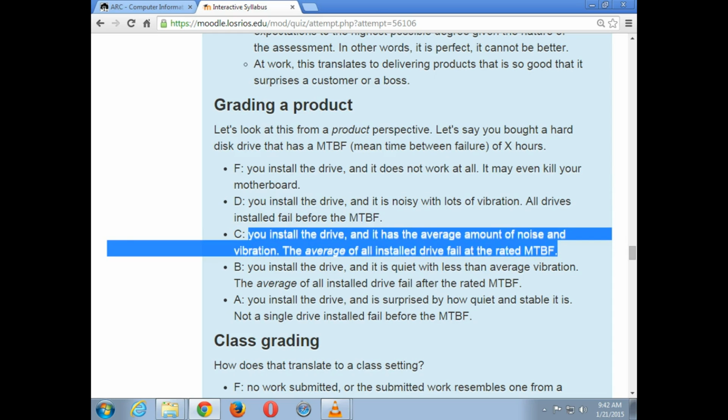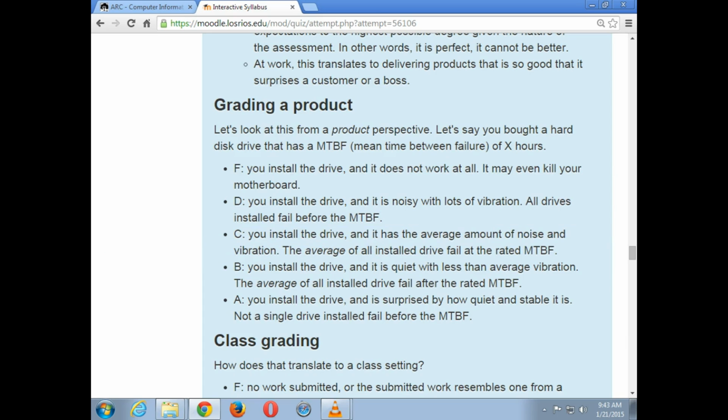A C means average. Nothing really to write about. You install the drive, it has about the average amount of noise and vibration, and if you install like 50 of these drives, the average of the 50 drives will fail pretty much right on the mark at the rated MTBF, mean time between failure. That's a C. A C basically means just barely passing, meeting all the expectations.